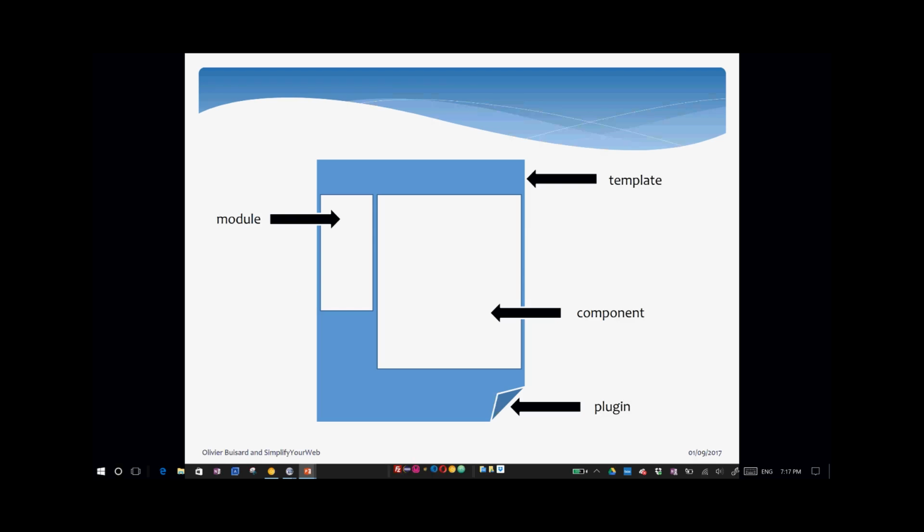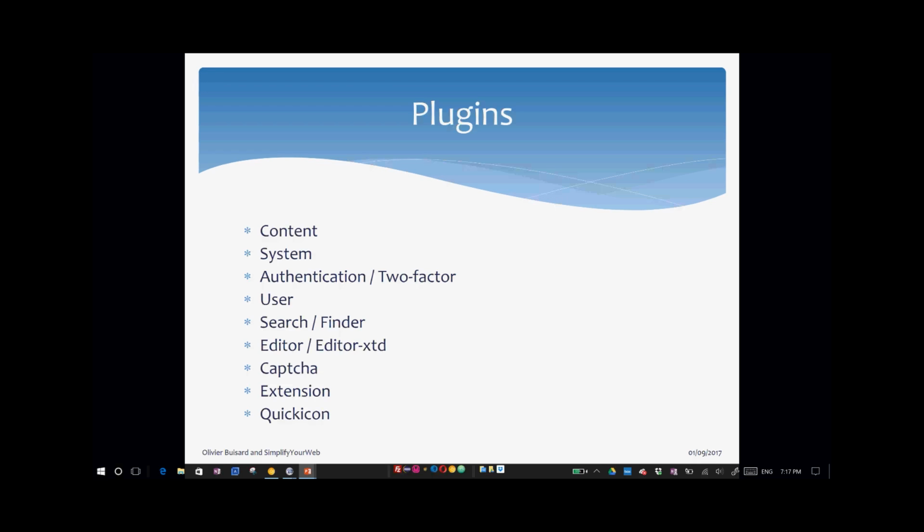Visually, it's simple. A template is the outside shell. The component usually is the extension that goes into the main content of your template. The plugins can be in the background and the module in the template position. Hopefully, it makes sense so far.